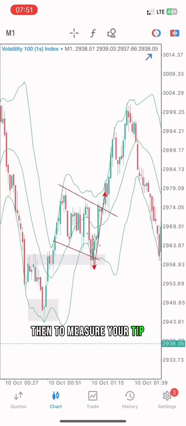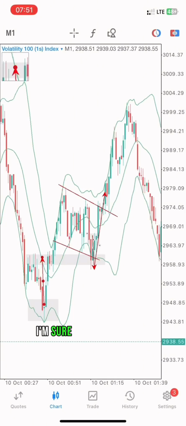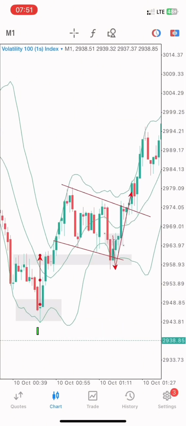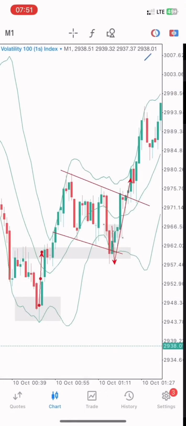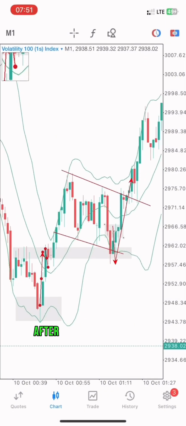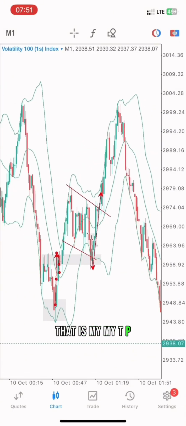Then to measure your TP, I just do this in most of my videos. I'm sure you know by now if you watch them. I just measure this angle and then put it on top of the trend line after the breakout. Then boom, that is my TP.